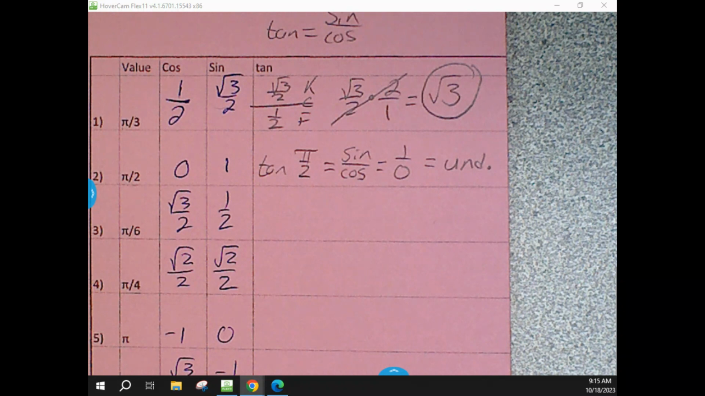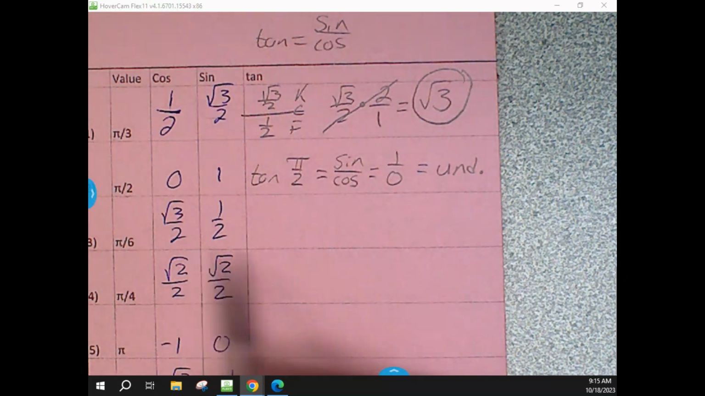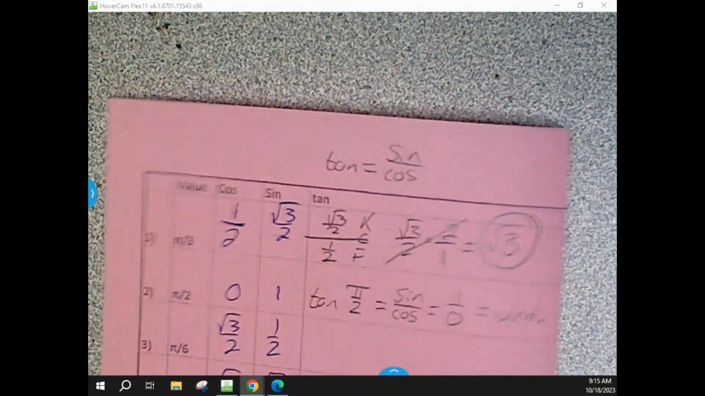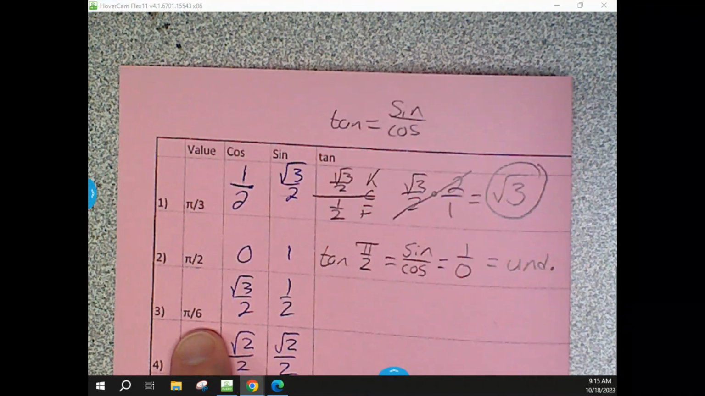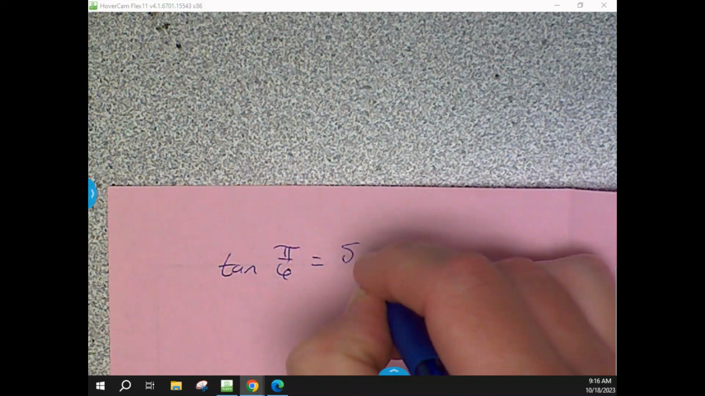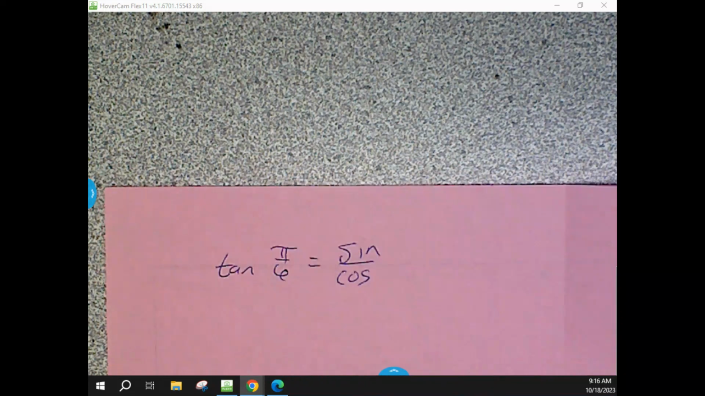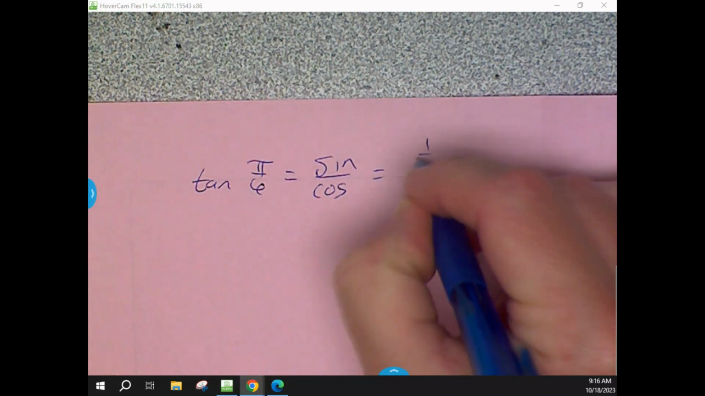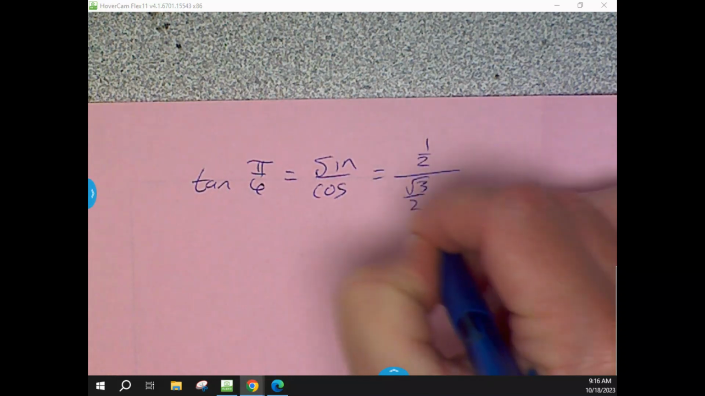Okay, now for the next one we're going to do this one on the back because there's really not enough room to do this one right here. So flip it over on the back. We're going to show you that one because if we do tangent of pi over 6, that's going to be 1/2 over square root of 3 over 2. So if we're going to do tangent, it's sine over cosine. And that winds up being 1/2 over square root of 3 over 2.